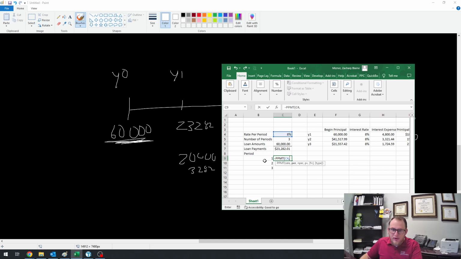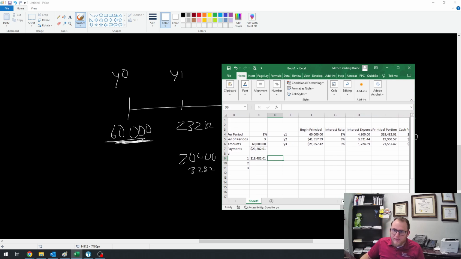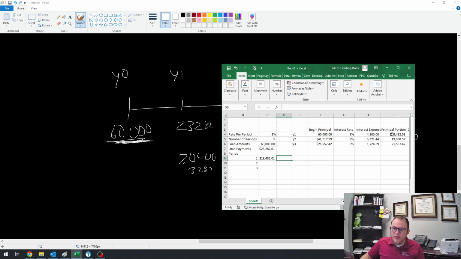Then we have period, so which period is it? Then we have our number of periods, and then the present value, how much is the loan? So you can see here for number 1, we have the same amount of principal payment through Excel as we did doing it all manually.